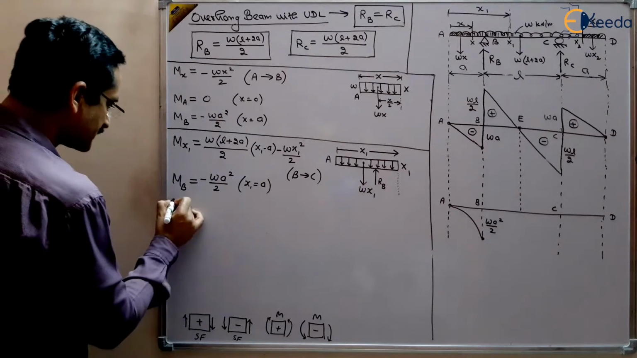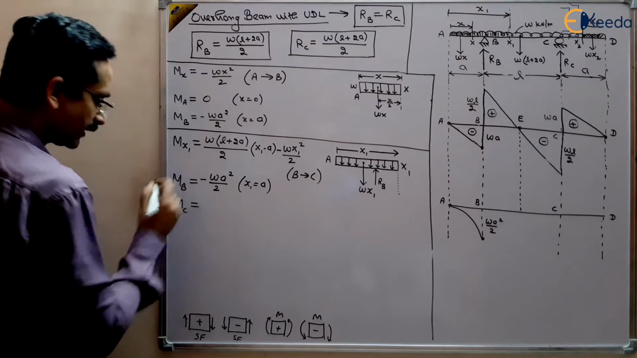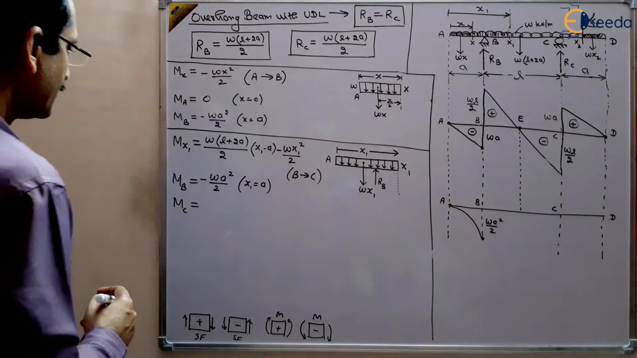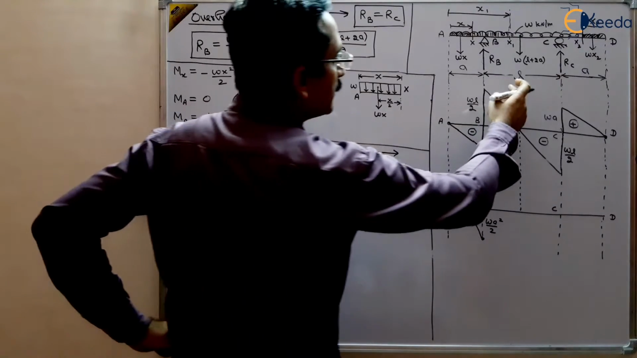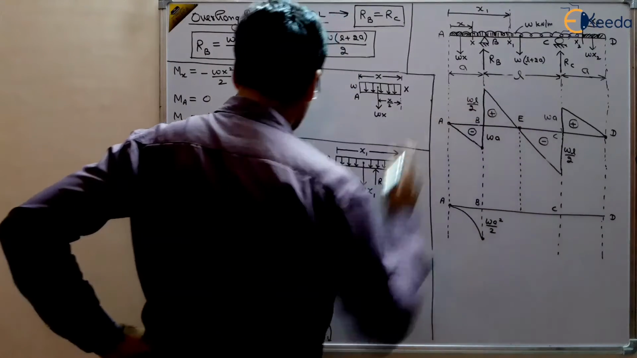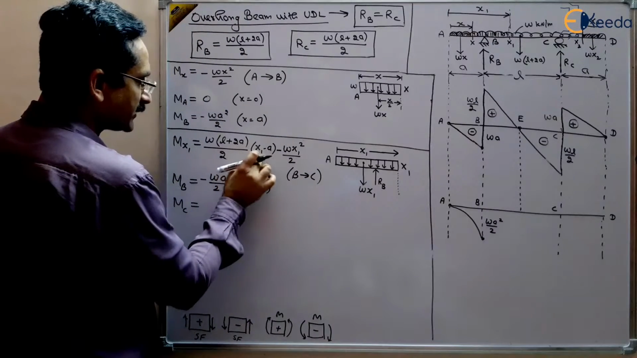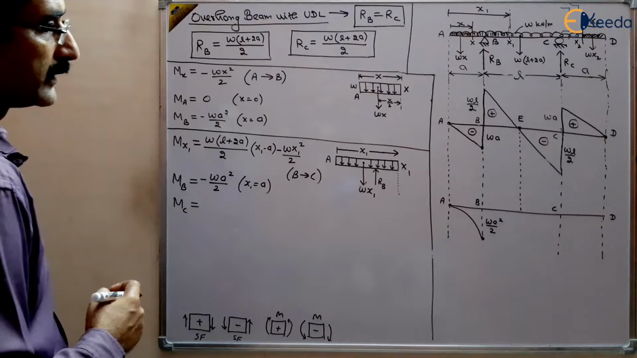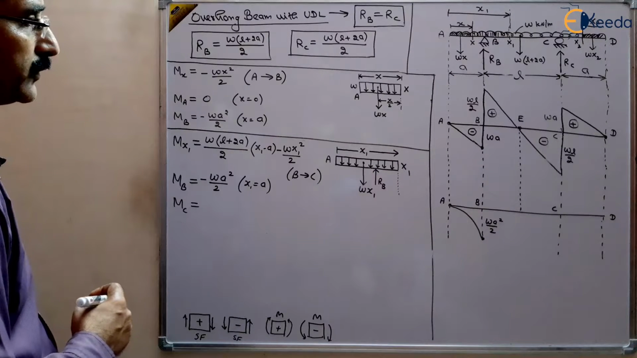And what is MC? MC will be equal to, at C point the distance becomes L plus a. So put here x1 equal to L plus a, and check what value you will get.